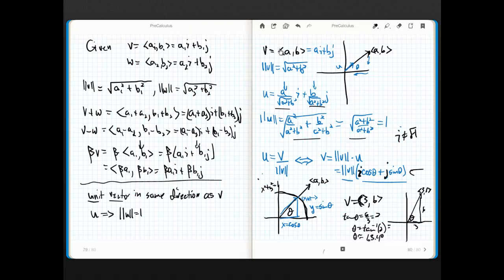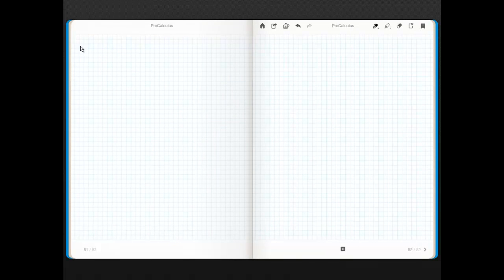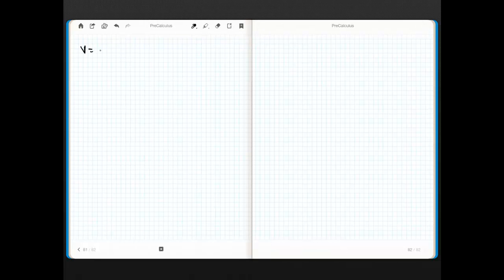Well, I'm going to have to come over here. Sorry, you guys. V equals 3, 6, right? We know that tan of theta equals 2, so theta equals the inverse tan of 2, which is equal to 63.4 degrees. I know that the magnitude of V is equal to the square root of 3 squared plus 6 squared, right? Which is what? Square root of 45? Which is 3 root 5.